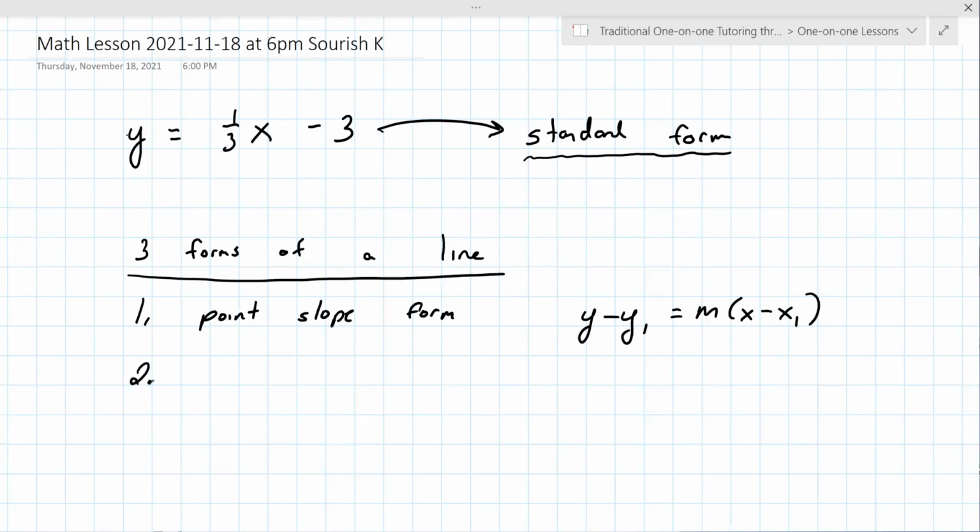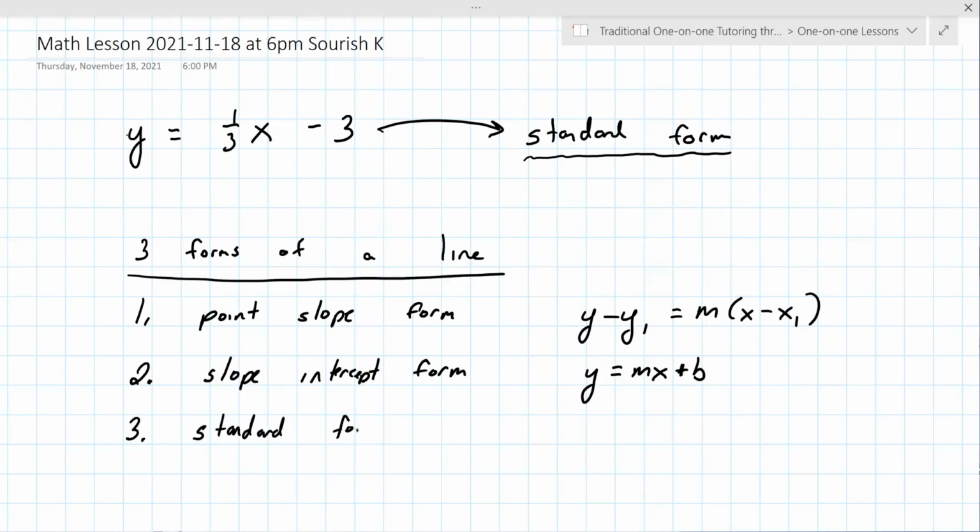So the second one is slope intercept form, and this is y equals mx plus b. Have you seen that before? Is that clear? And then the third one is standard form. Standard form is ax plus by equals c.